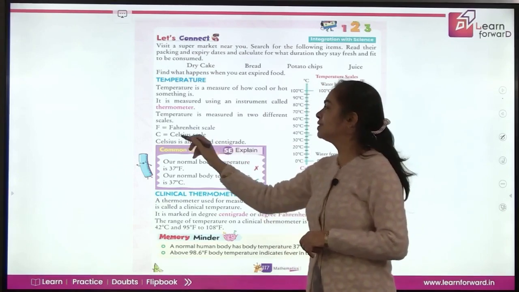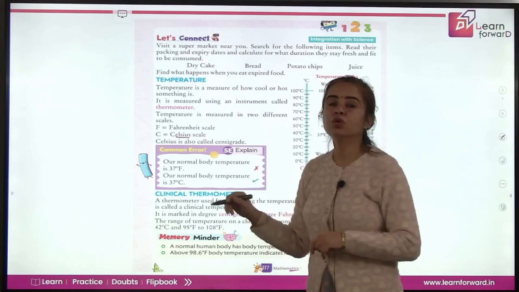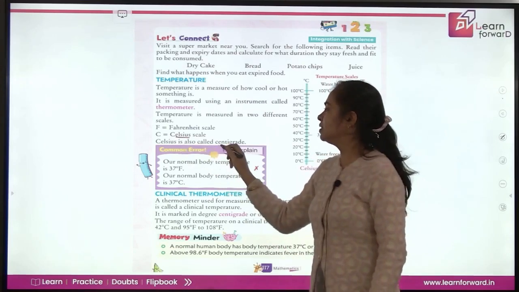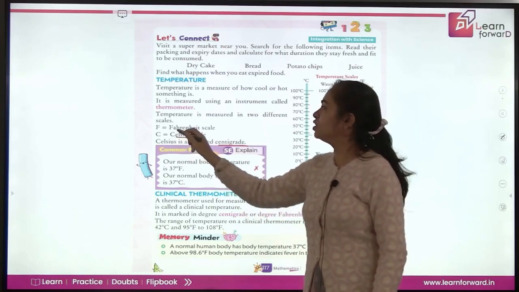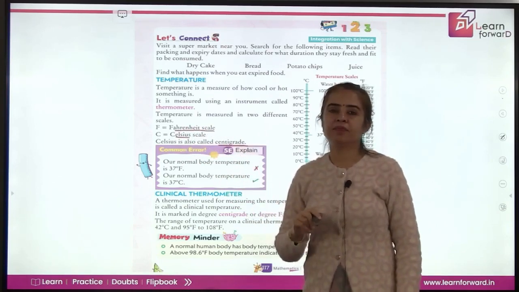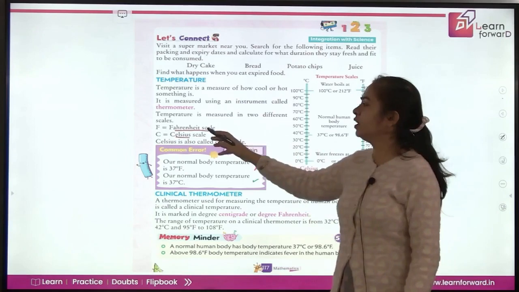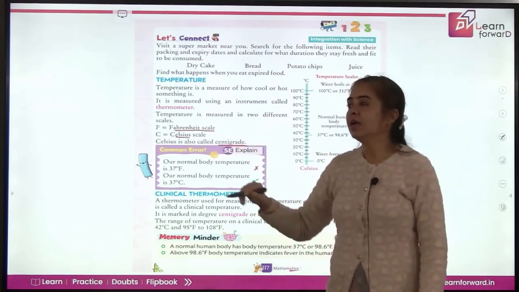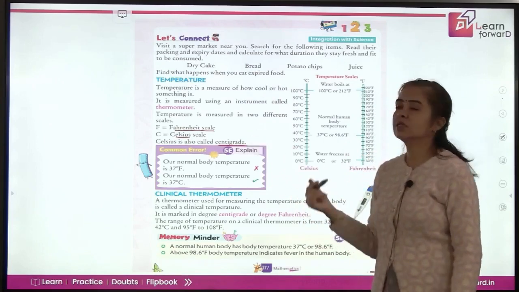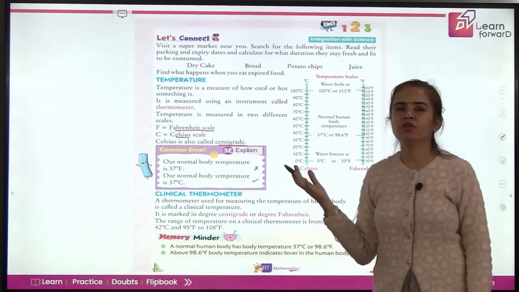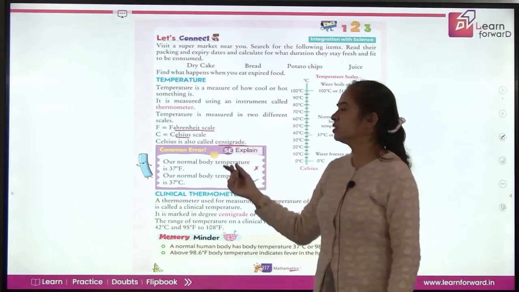One is called the Celsius scale. This is also called the centigrade. Celsius is also called centigrade, and the other is F, which is called the Fahrenheit scale, right? Normally we measure body temperature in Fahrenheit, and for all others, like the hotter ones, or for water, we use Celsius.